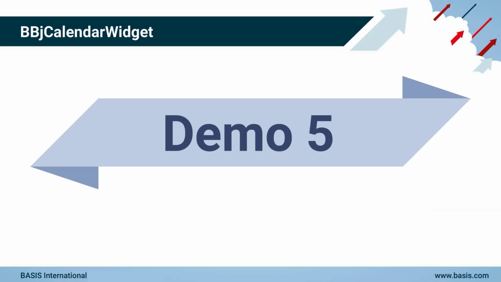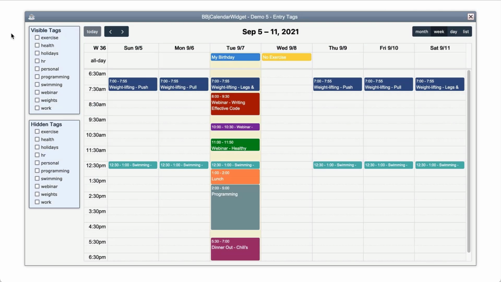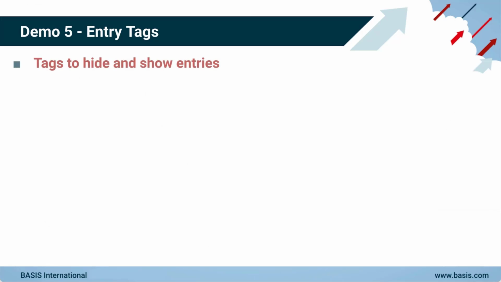Demo 5. Instead of having the calendar take up the full BBj window, this time we split the window vertically, with a command palette on the left and an embedded calendar control on the right. The left palette contains a dual set of checkbox entries corresponding to all of the tags associated with the entries. Calendar entries support any number of custom tags that you can make use of later.